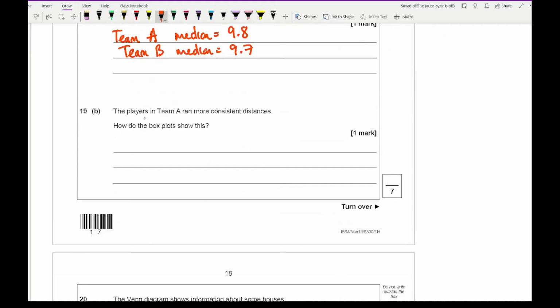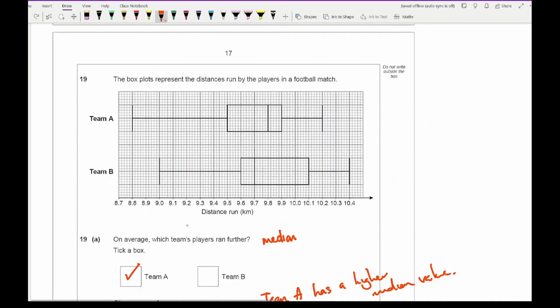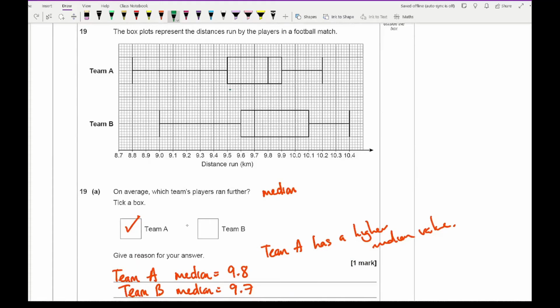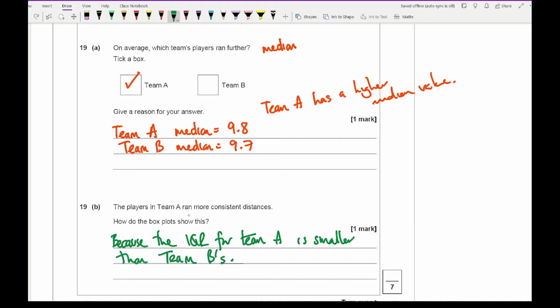Now the next one says that the players in team A ran more consistent distances. How does the box plot show this? Now in terms of consistency, what you're looking for is the length of the box. So you're looking for this length here. And so here you could say, team A is more consistent because the IQR for team A is smaller than team B's. And something along those lines would be absolutely fine.